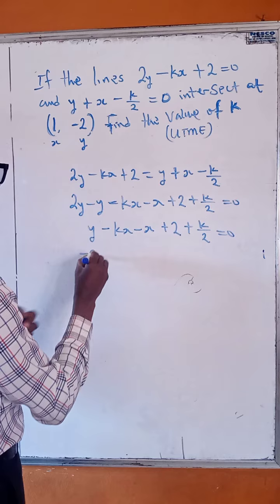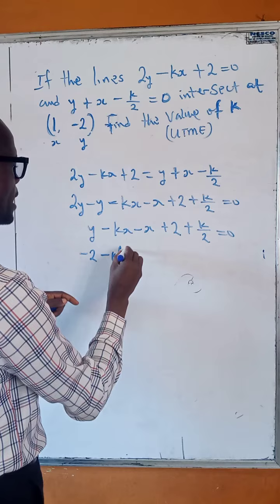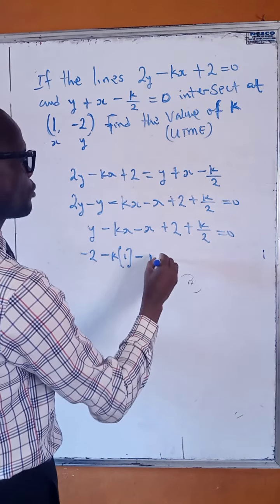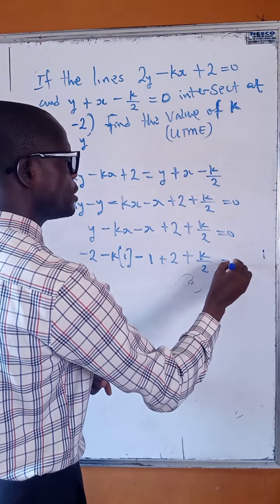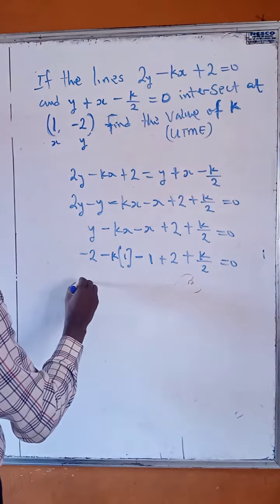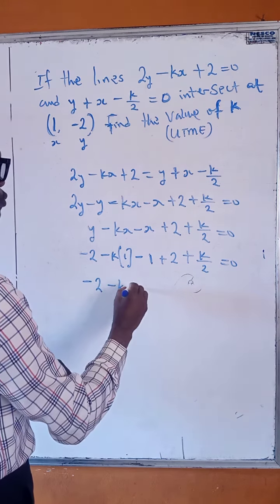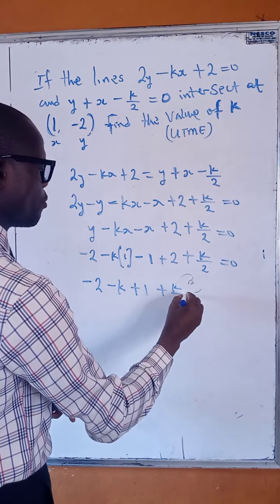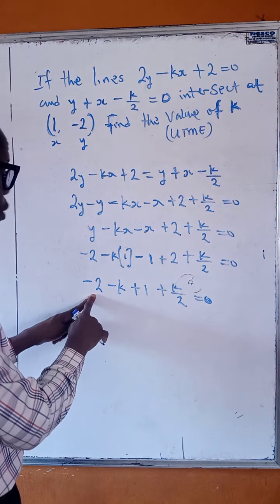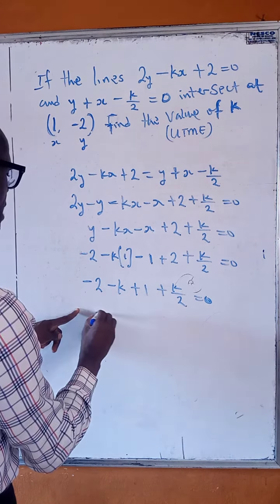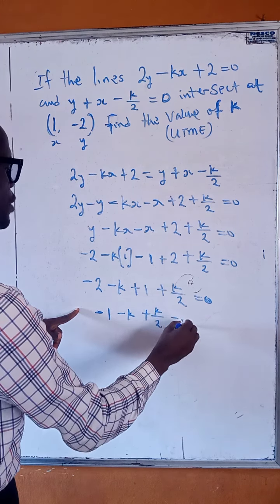So our y is minus 2, minus k into what's x? x is 1, minus 1, plus 2. Then plus our k, that's what we are looking for, k over 2 equal to 0, right? Now from here we have minus 2 minus k. If you look at these two, it will turn to 1, then plus k over 2, which is equal to 0. Now, let's bring 1 and 2 together. 1 and minus 2 will give us minus 1 minus k plus k over 2 equal to 0.